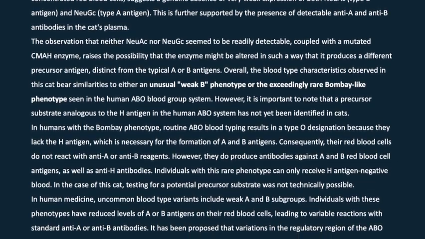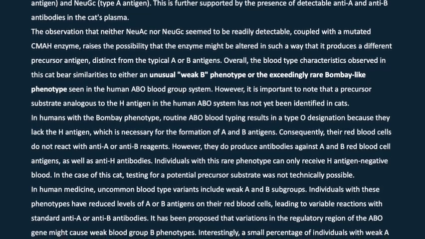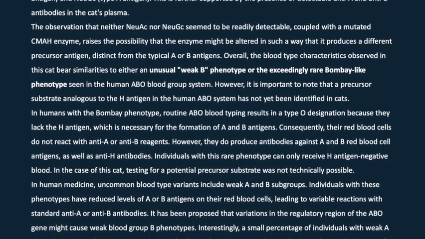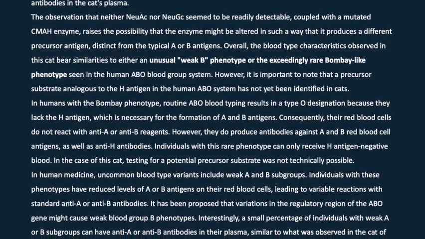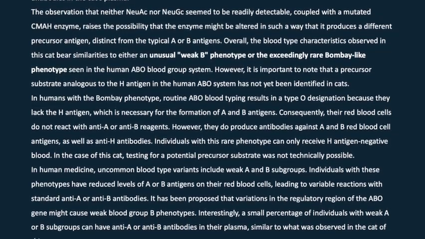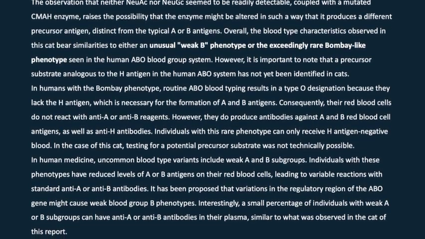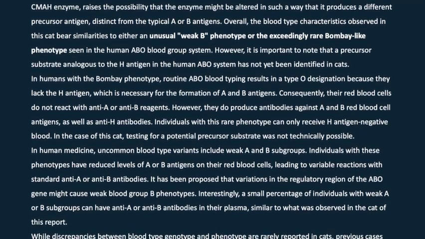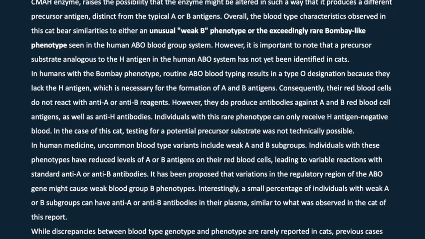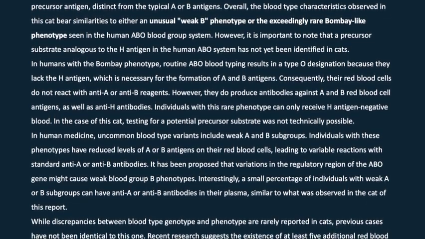In humans with the Bombay phenotype, routine ABO blood typing results in a type O designation because they lack the H antigen, which is necessary for the formation of A and B antigens. Consequently, their red blood cells do not react with anti-A or anti-B reagents. However, they do produce antibodies against A and B red blood cell antigens, as well as anti-H antibodies. Individuals with this rare phenotype can only receive H antigen-negative blood.